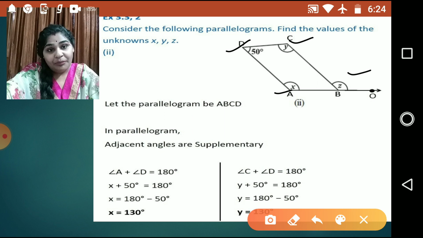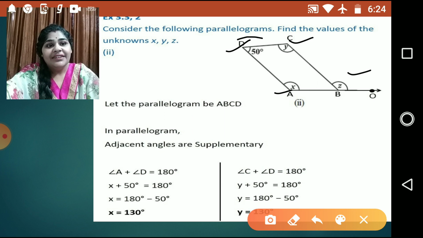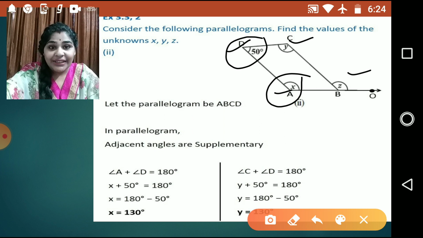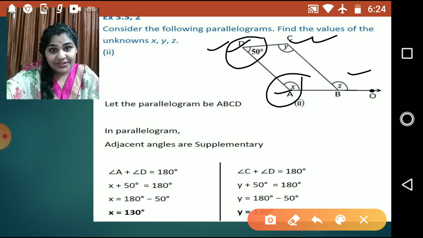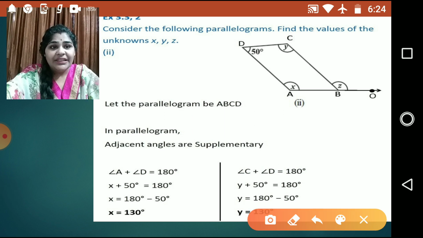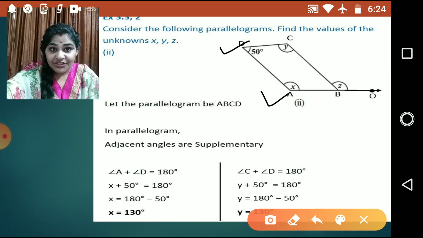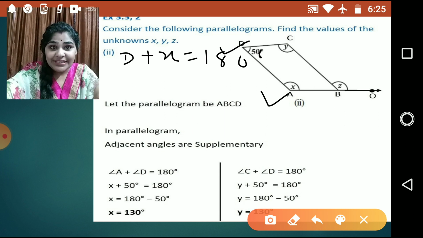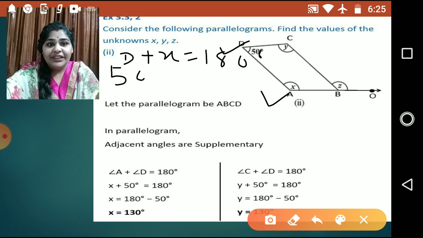What I know, my property is that adjacent angles add up to 180 degrees. If I see here, this angle D and angle A are adjacent. You can also take, children, D as well as C as adjacent. It is completely your wish how you find out the angles. So let us begin. Here I am taking D and X as adjacent angles. That means angle D plus X will be equal to 180 degrees according to my property. Angle D is 50, so 50 plus X is equal to 180 degrees.